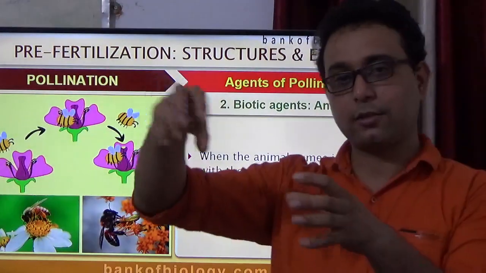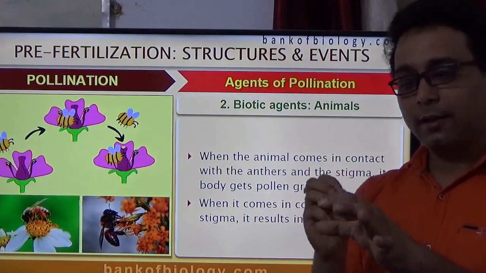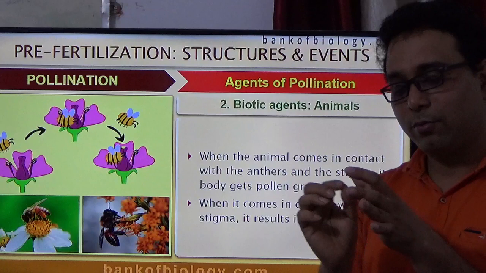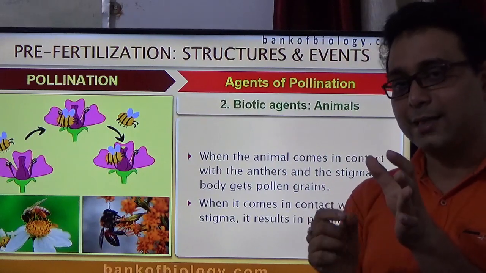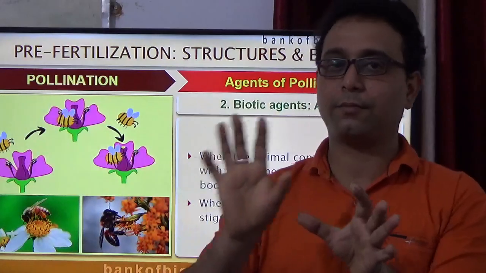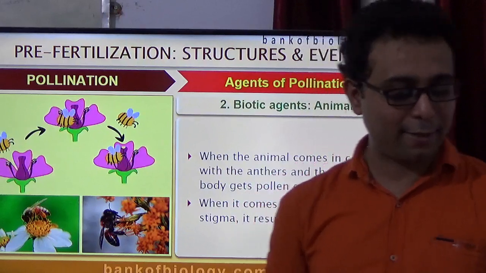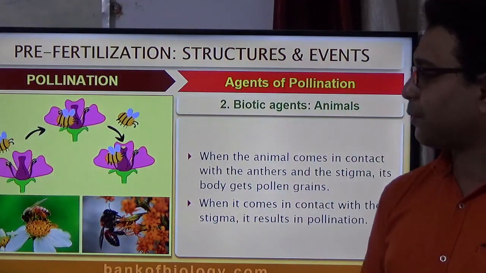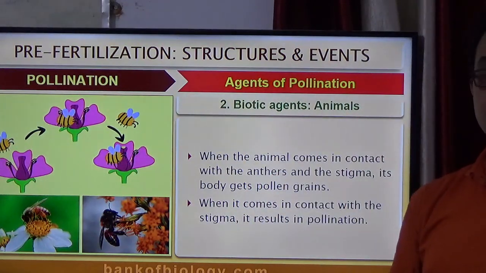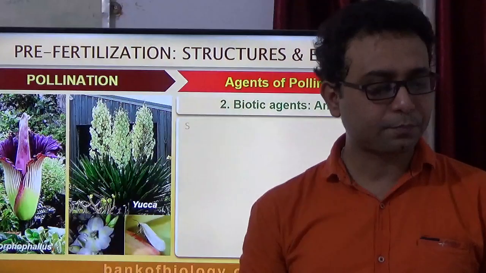When the animals move on the flower, they also take the nectar. At that time the pollen grains attached to their legs, by chance, fall onto the stigma of the flower, and pollination happens. So this is the way pollination happens by the biotic agents, the animals, mainly insects, as we understand from that point.